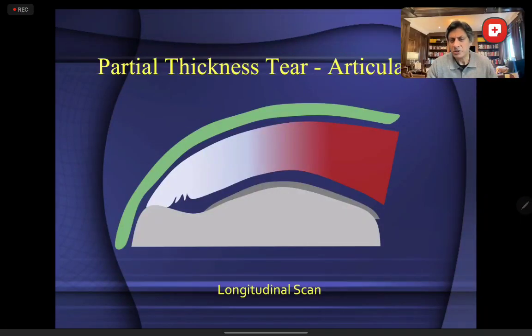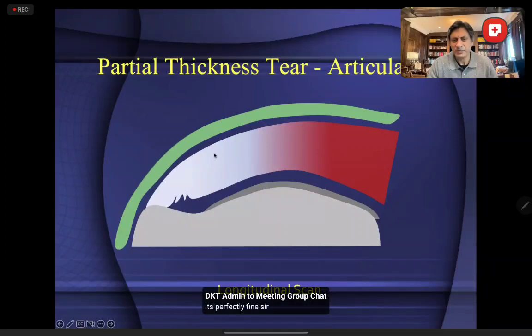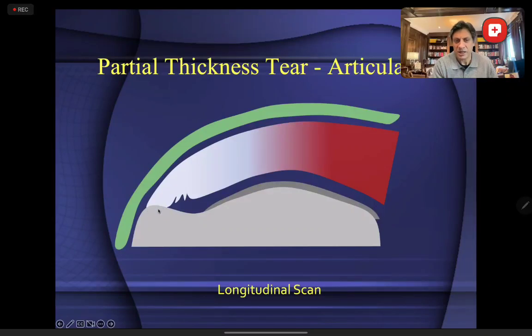So this is what a partial thickness tear would look like. So this is a coronal orientation. This green thing is the subacromial subdeltoid bursa. This is the supraspinatus tendon. That's the greater tuberosity. This is the footplate I was telling you about, where the surgeons may not be able to see the tear, especially if it's here. If it's here, this is called the articular surface.